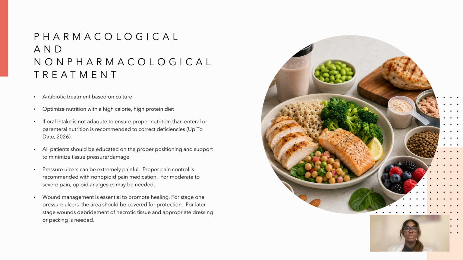And in those with pressure ulcers, it can be very painful. So we want to make sure that we are properly treating their pain. In those with stage one pressure ulcers, they do recommend non-opioid pain medications, but in later stages and in those who complain of moderate to severe pain, opioids may be needed. We also want to promote healing. So, in stage one, we want to make sure that area is covered and protected. And in later stages, they may need to get that wound debrided of necrotic tissues and have the appropriate dressing and packing.